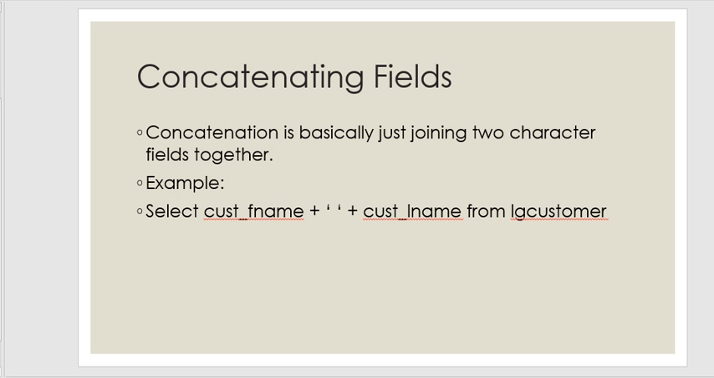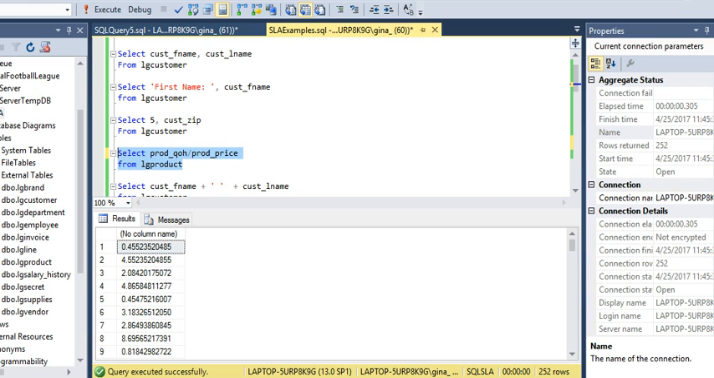Concatenation of fields, it's really easy. It's just a fancy term that joins two character fields together. Suppose you don't want to have a column that has just first name and a column that has last name. You can join these two fields together and say customer F name, customer L name from LG customer, and what's going to happen is it's going to combine. I'll show you the example right here.